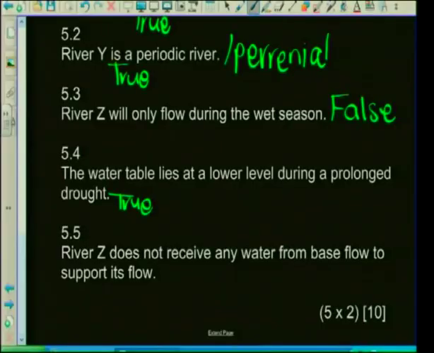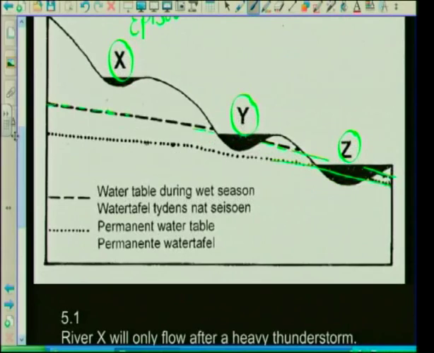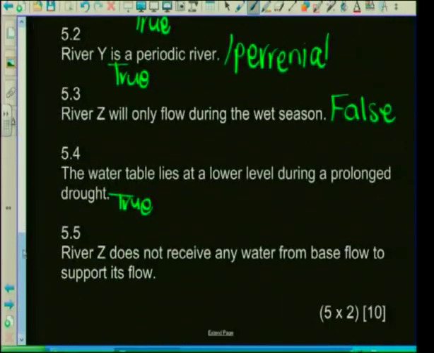The last question, River Z does not receive any water from base flow to support its flow, and you will notice that it does receive this addition of water, and so this statement for the last question is actually false. Once again, those are easier sort of questions that you should be able to get easy marks from them.